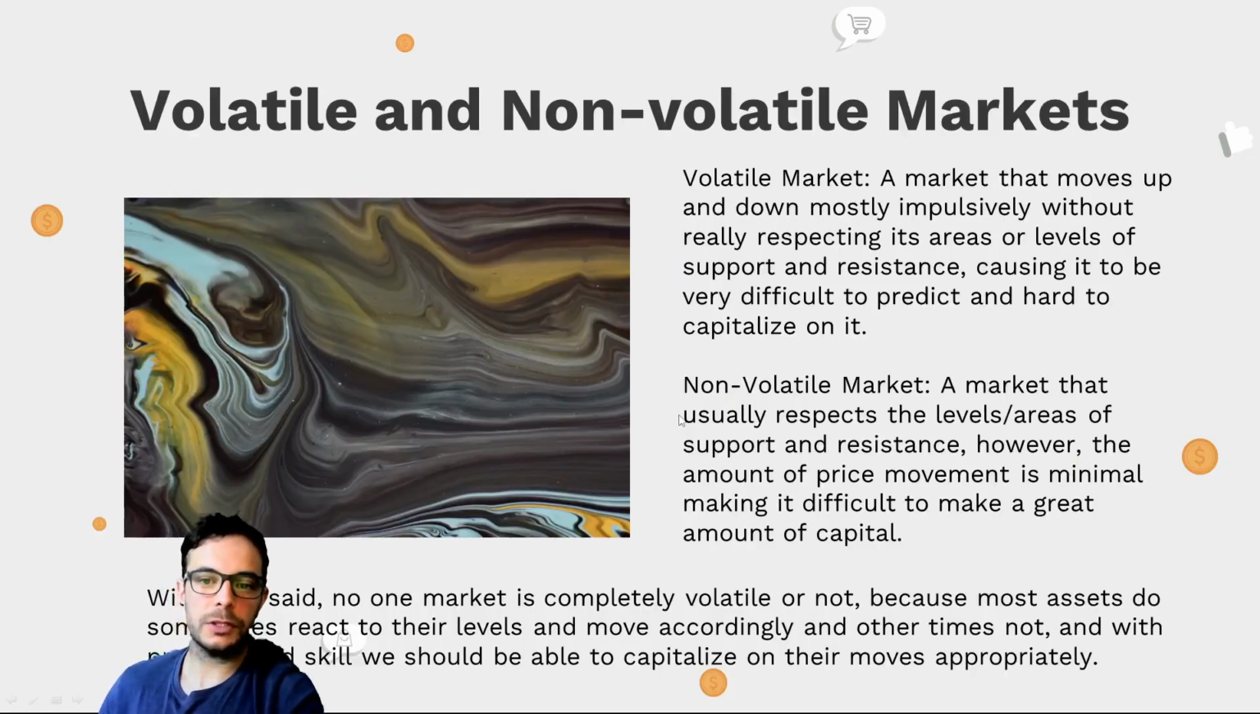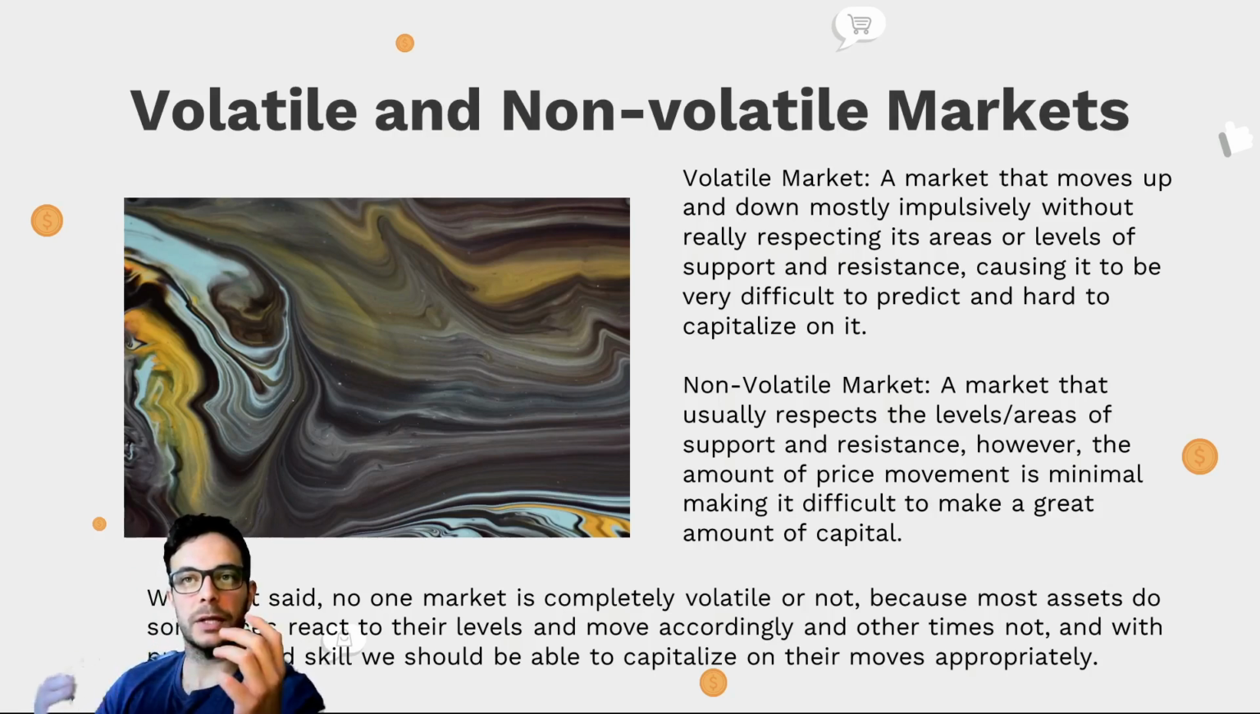Now let's talk about volatile and non-volatile markets. A volatile market is a market that moves up and down mostly impulsively without really respecting its areas or levels of support and resistance, causing it to be very difficult to predict and hard to capitalize on. Where non-volatile markets usually respect the levels and areas of support and resistance. However, the amount of price movement is minimal, making it difficult to make a great amount of capital or a great amount of profits. So this means that in a volatile market, the market is moving too quick up and down. In non-volatile markets, they're respecting levels and they're moving more sideways.